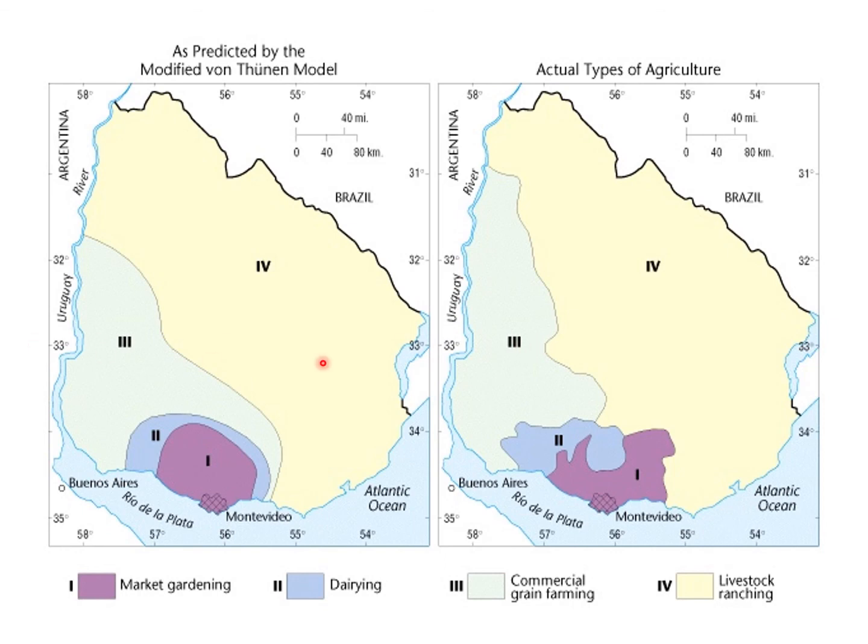This area is still for commercial grain farming. This area is still livestock ranching, and this area is still dairying. Market gardening is still here. Just a little bit of change here. Probably we have something here that increased the transport cost, so it's not sensible to have market gardening here. And the city center here, Montevideo, is the central market.